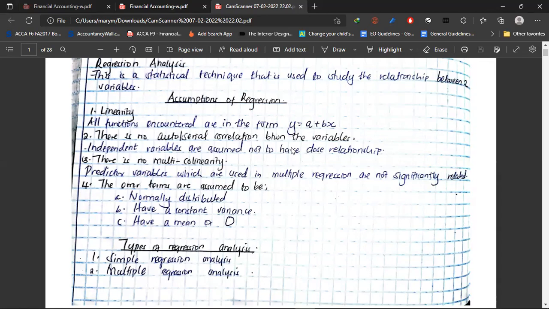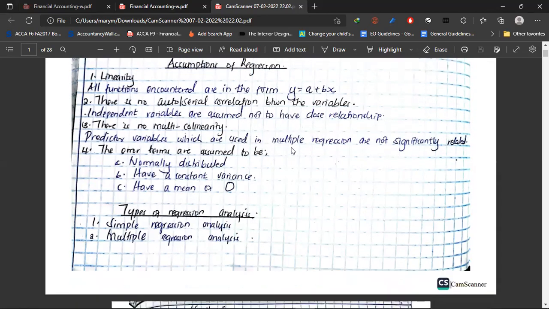Now, when we look at number 3, we are saying there is no multicollinearity, and we are saying the predictor variables which are used in multiple regression are not significantly related. And number 4, the error terms are assumed to be normally distributed, have a constant variance, and have a mean of 0.